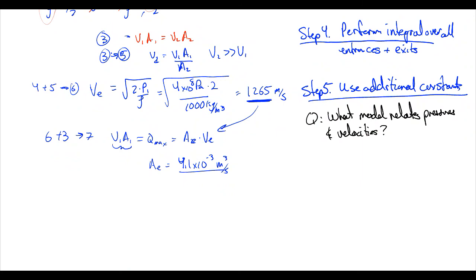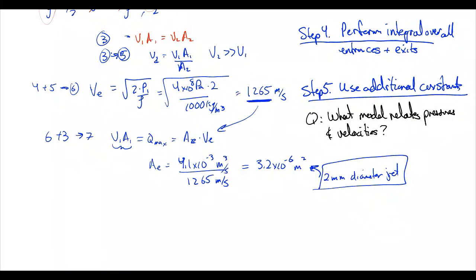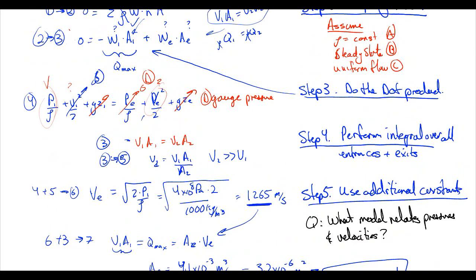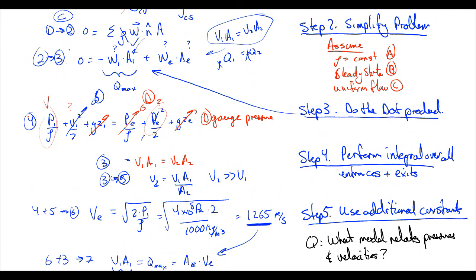We find out that our area is equal to 3.2 times 10 to the negative 6th meters squared. So this is roughly a 2 millimeter diameter jet. That's quite small. Oh, and just as a reminder, in order to use Bernoulli's, we also had to assume inviscid flow.